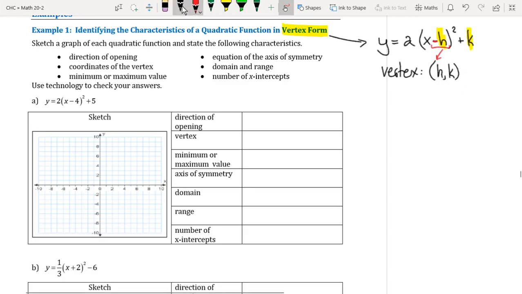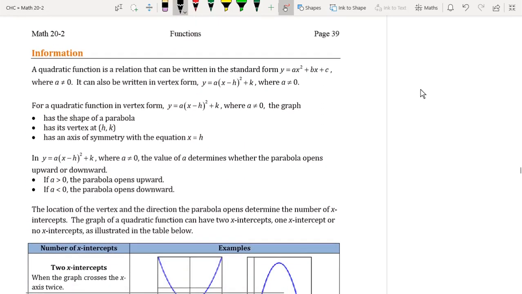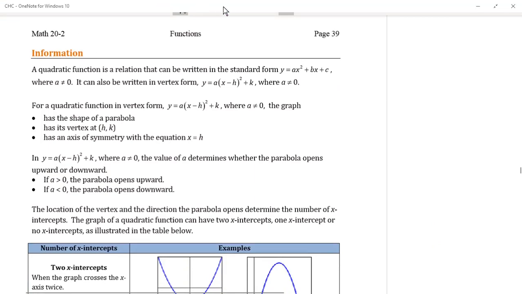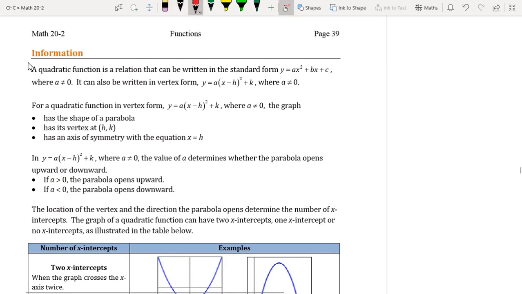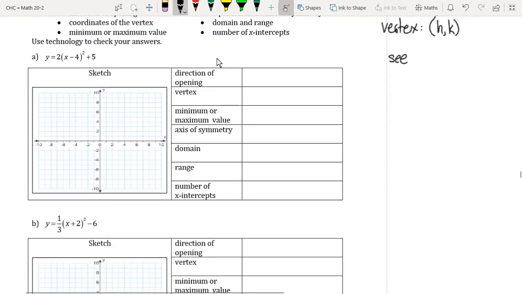All of this is summarized in your workbook on the previous page, page 39. I'm just going to go up and show you. All of this is summarized right here. So make sure you look through that before you do this assignment. Page 39.